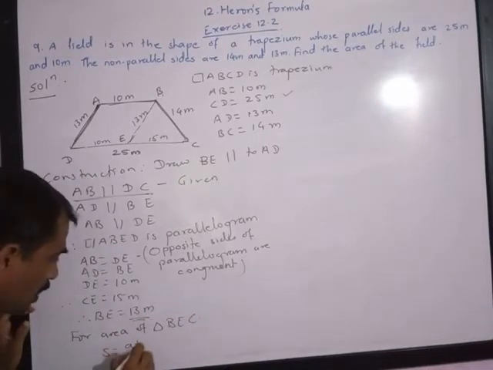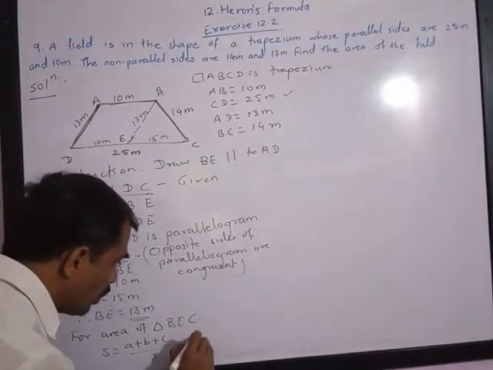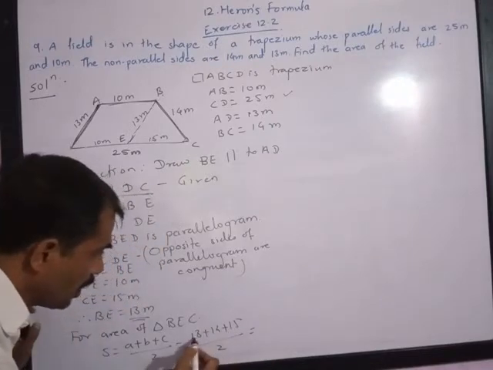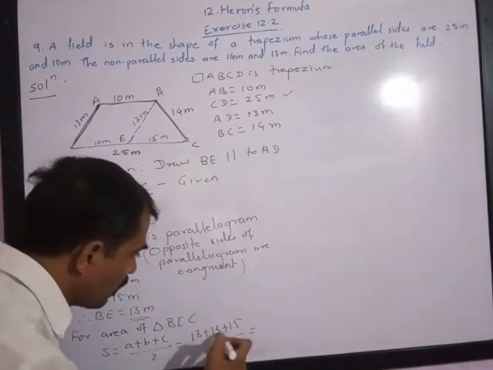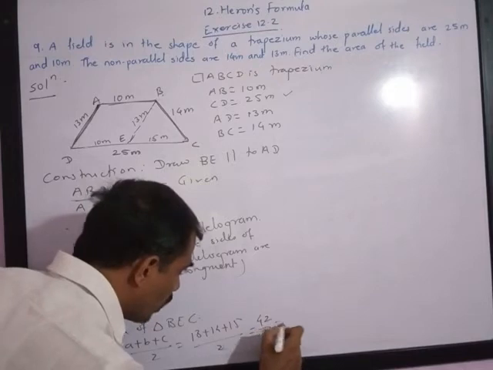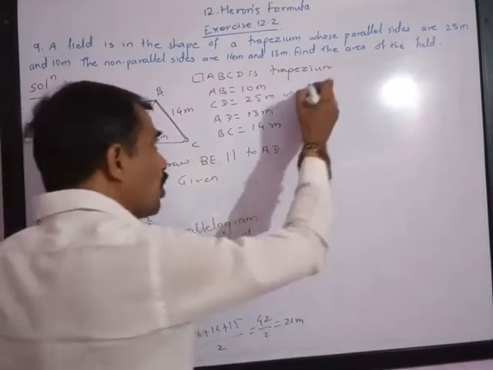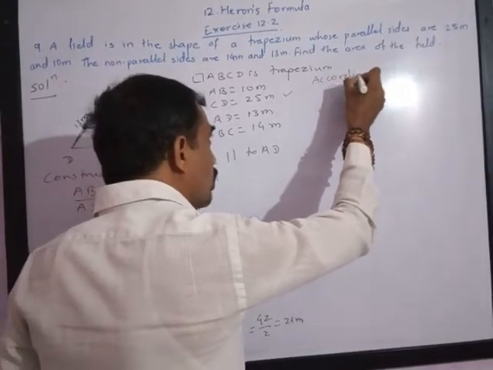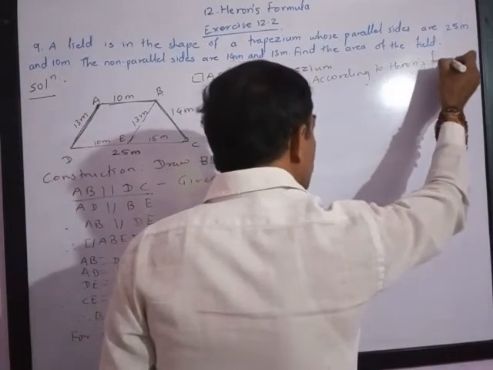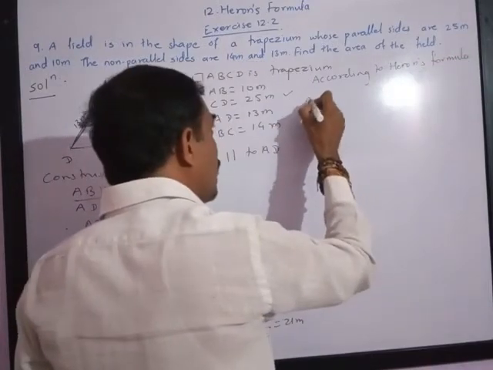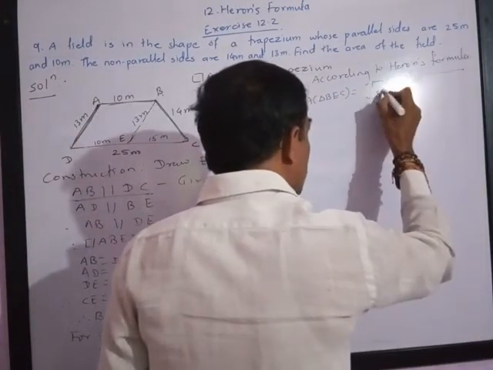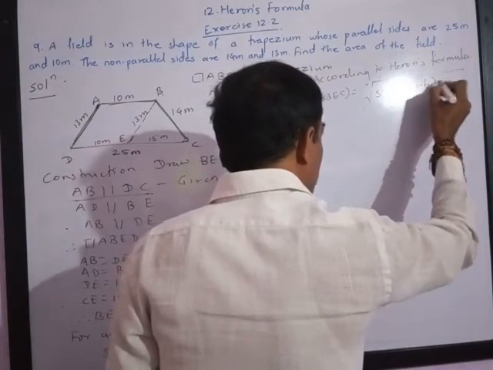S is equal to a plus b plus c upon 2. That is equal to 13 plus 14 plus 15 upon 2. It means 13 plus 15 is 28, 28 plus 14 is 42. 42 upon 2 is equal to 21 meters. Now, according to Heron's formula, we have area of triangle BEC is equal to under root s in bracket s minus a in bracket s minus b in bracket s minus c.